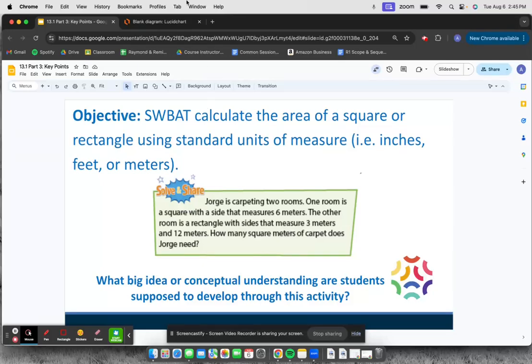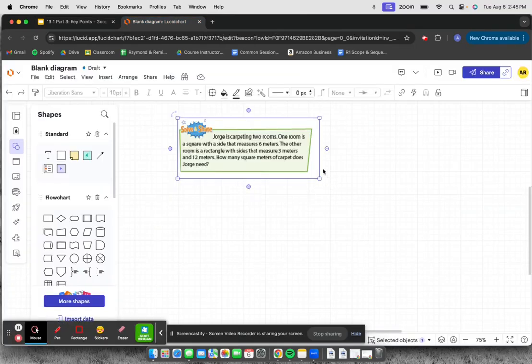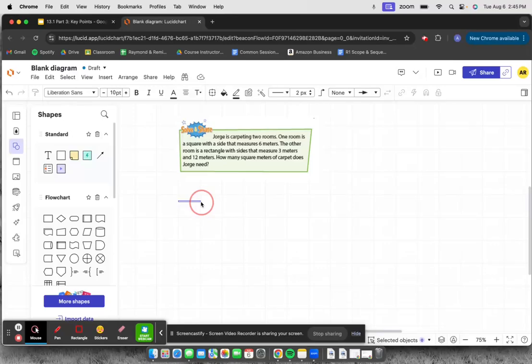So over here, we've got the problem. Jorge is carpeting 2 rooms. One room is a square with a side that measures 6 meters. The other room is a rectangle with sides that measure 3 meters and 12 meters. How many square meters of carpet does Jorge need? So in order to figure out what concepts students are learning about and how they're going to be doing this, it's really helpful to actually just do the work yourself.